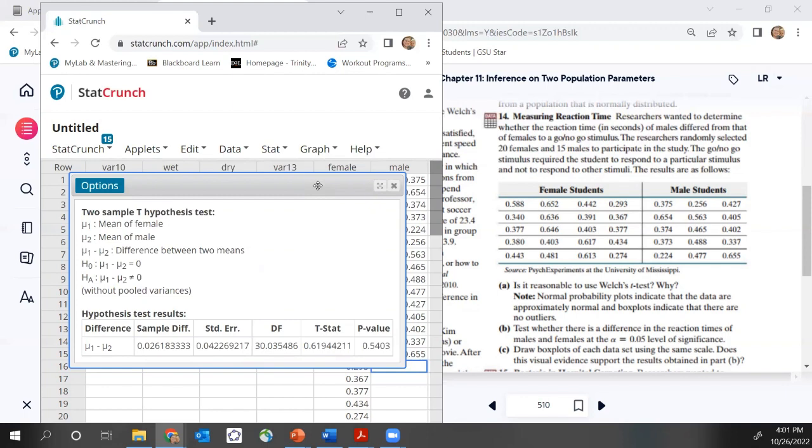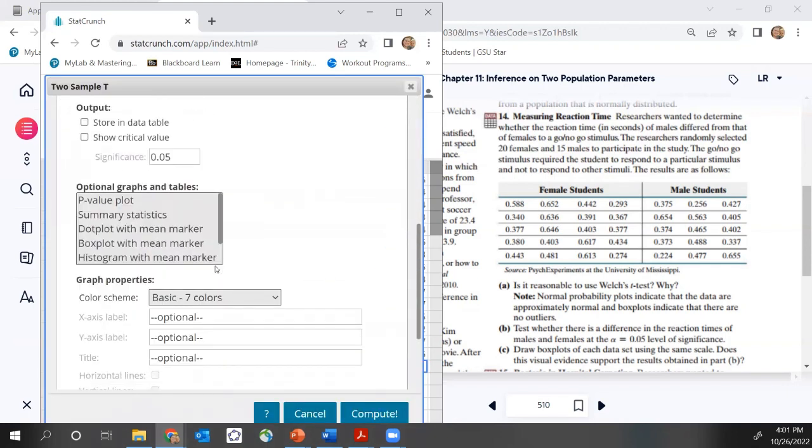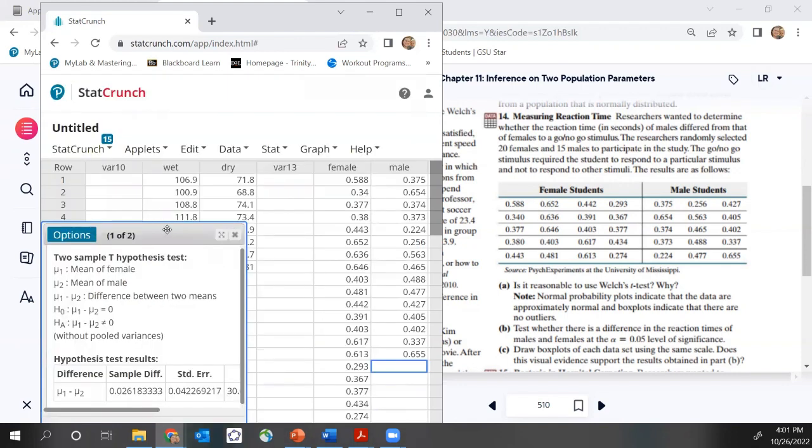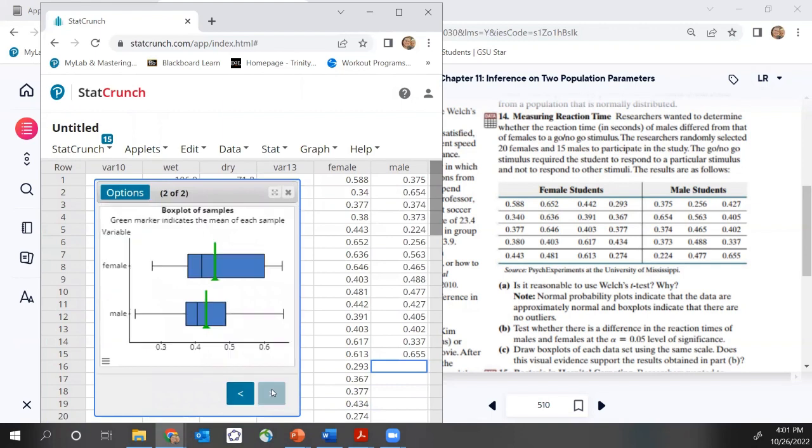So then it says C. Draw box plots of each data set using the same scales. Does this visual evidence support those results? All right, well, let's see if I can go back here. It'll graph both together. If I turn on box plots and I graph them here, well, let's look at that. So it looks like they both reach the same high point here, 0.652, 0.655. So those were pretty close together. The low value here is 0.274, and the low value here is 0.224.